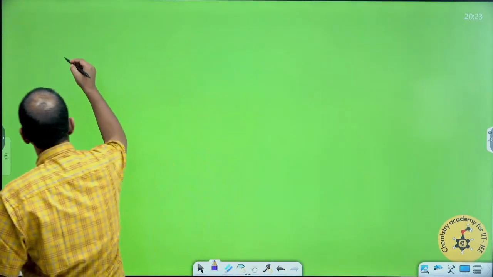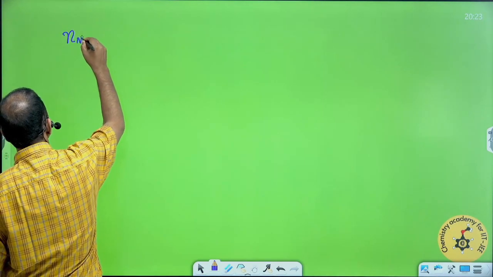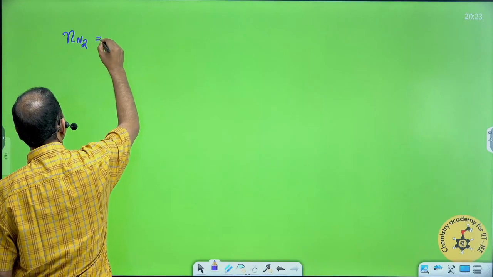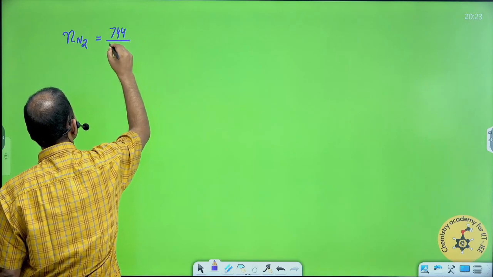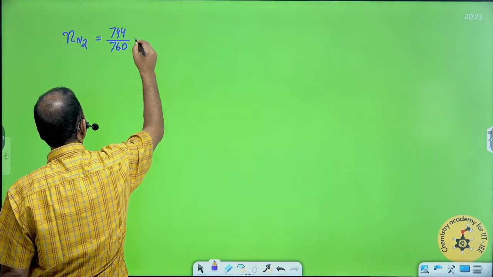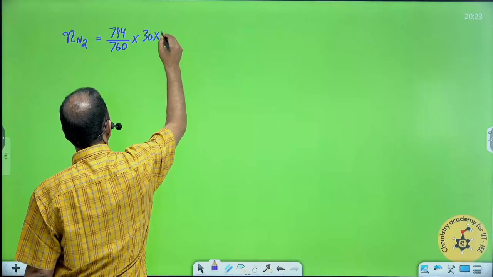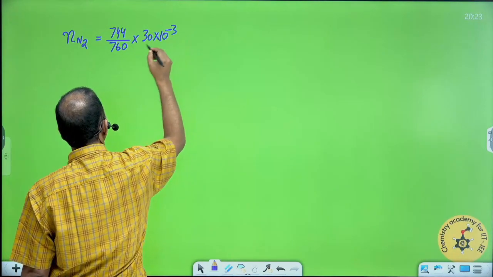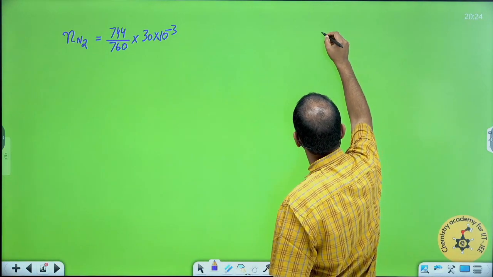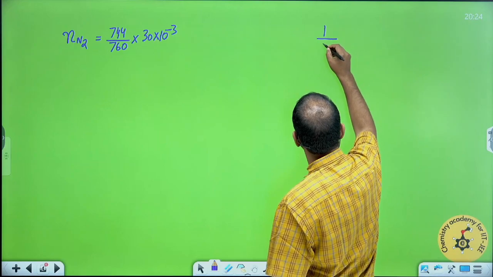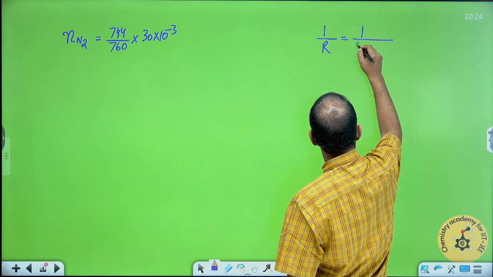So from here we can write that the number of moles of nitrogen is equal to pressure, 744 divided by 760, into volume in liter, 30 into 10 to the power minus 3, upon R. We are using an approximate value of R because when we are writing 1 upon R, this R is 0.0821.